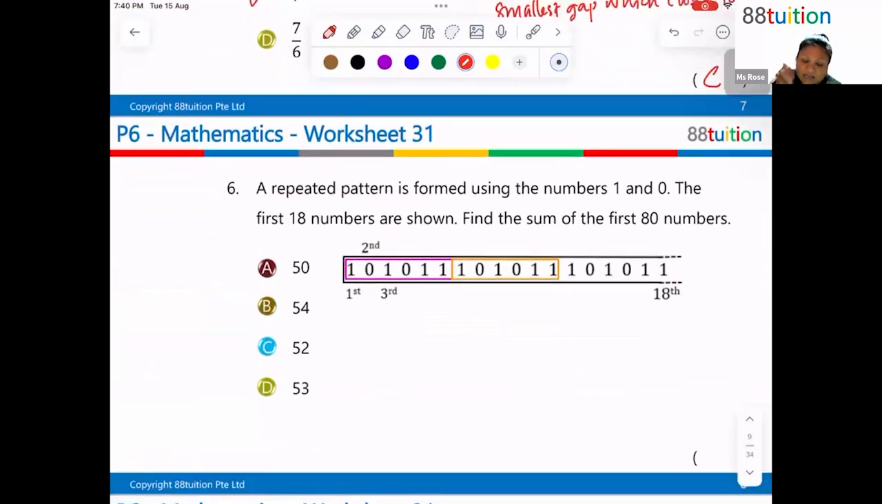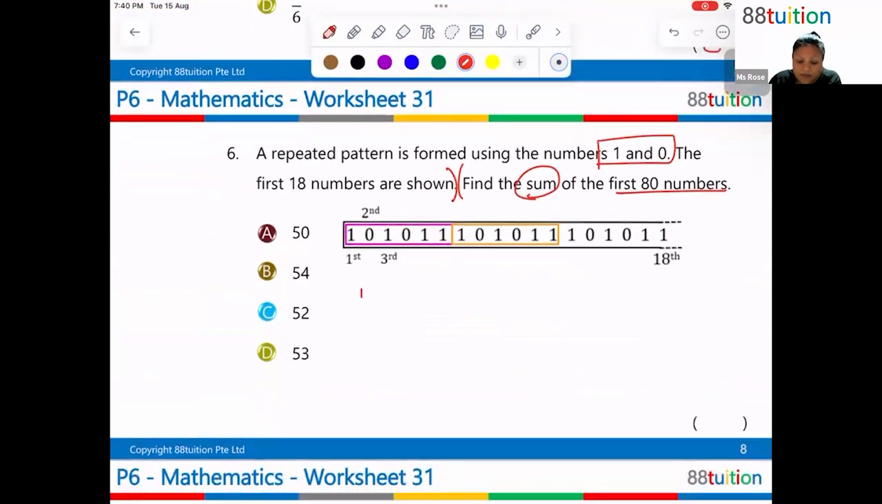Question number 6 says here, it is a repeated pattern formed using the numbers 1 and 0. The first 18 numbers are shown. Find the sum of the first 80 numbers. Now, before I do anything from here, the first step is to identify the group or set that makes up the pattern.